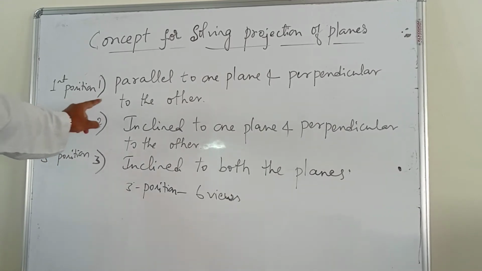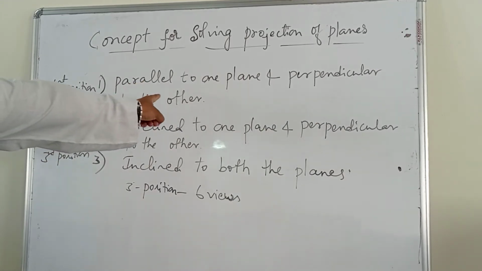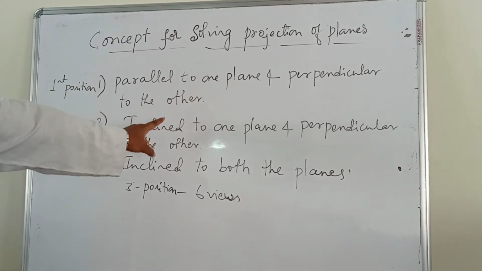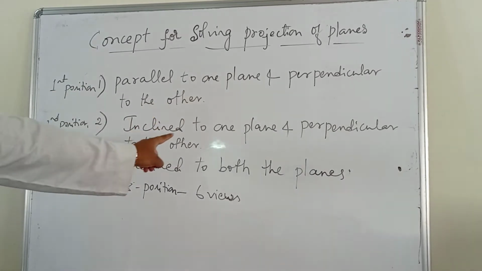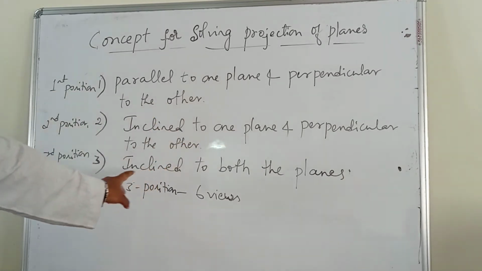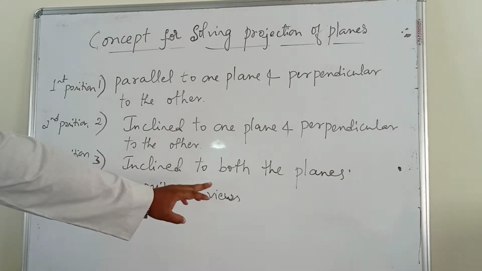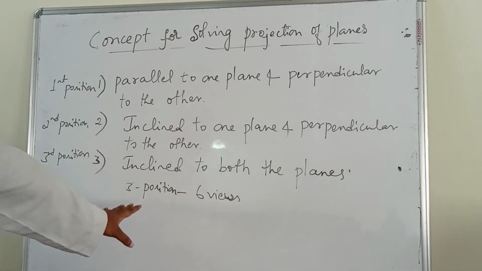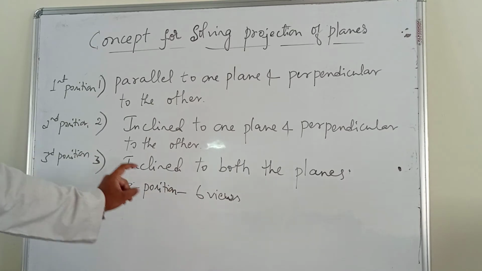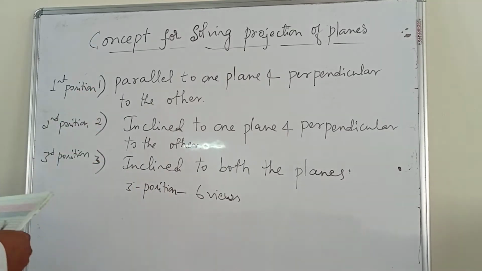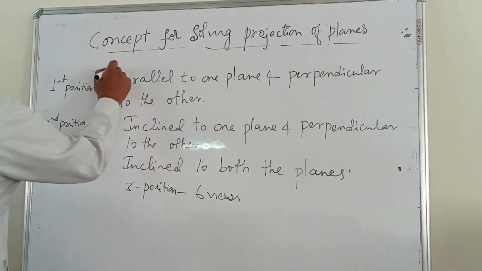With respect to the first position, the concept is parallel to one plane and perpendicular to the other. With the second position, we have inclined to one plane and perpendicular to the other. And in the third position, we have inclined to both the planes. So totally we have three positions and six views. I'm going to define each of the positions here. So what is the first position, how will it be?